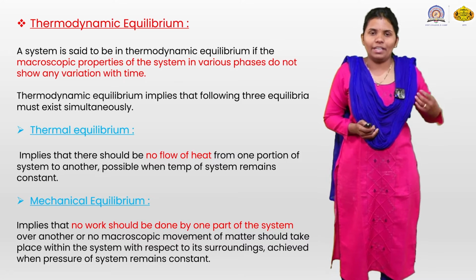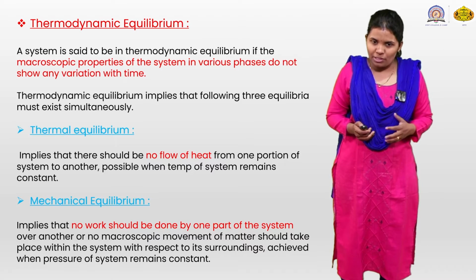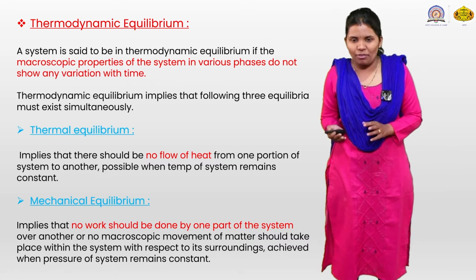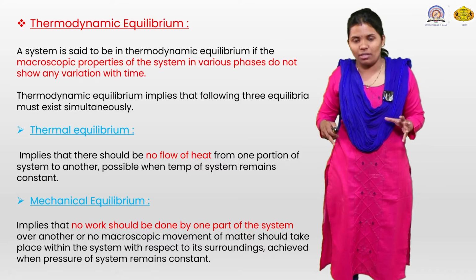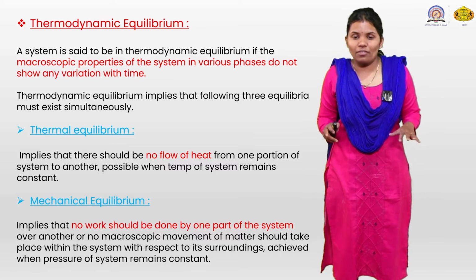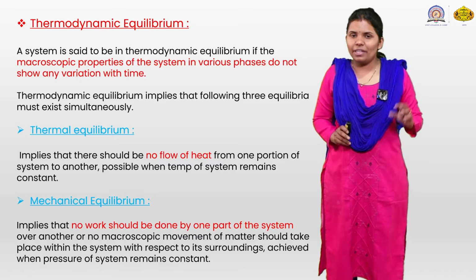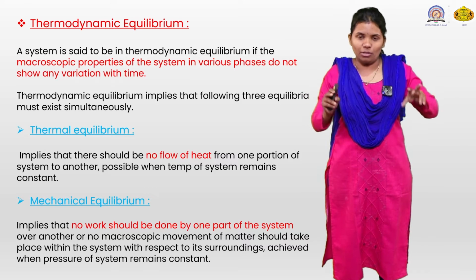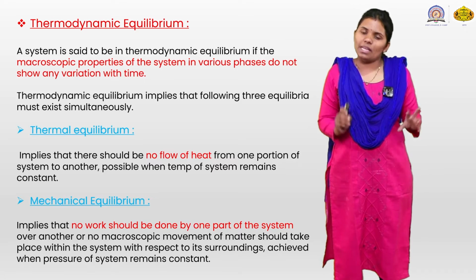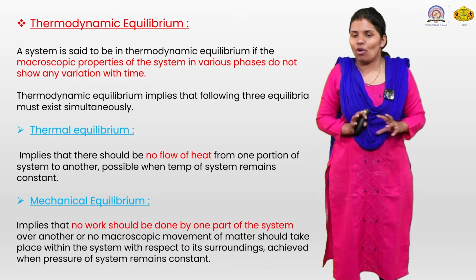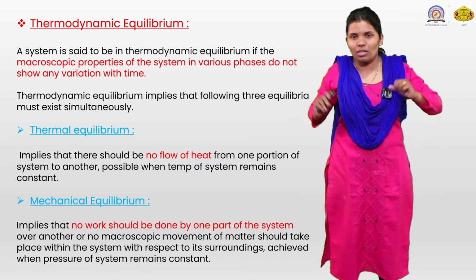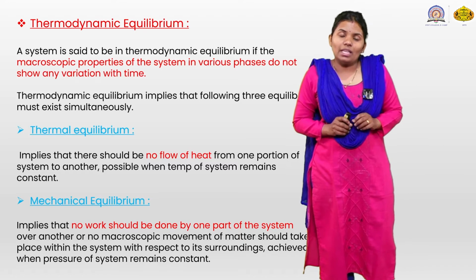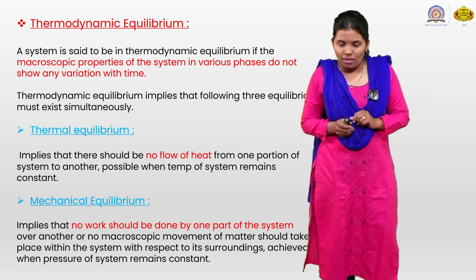Thermal equilibrium is related to heat and temperature. There is no flow of heat from one portion of a system to another. This is possible when the temperature of a system remains constant. You can take the example of water contained in two beakers at the same temperature, with no flow of heat from one portion of the system to another. So, here they are in thermal equilibrium.